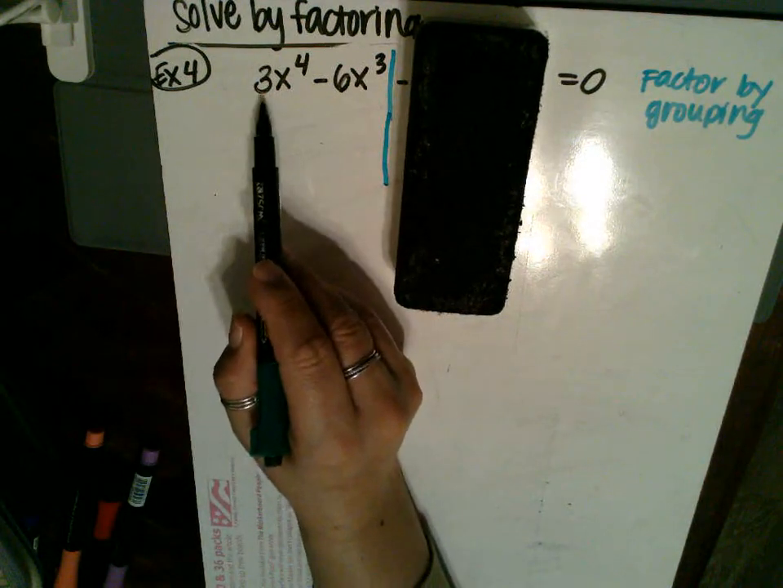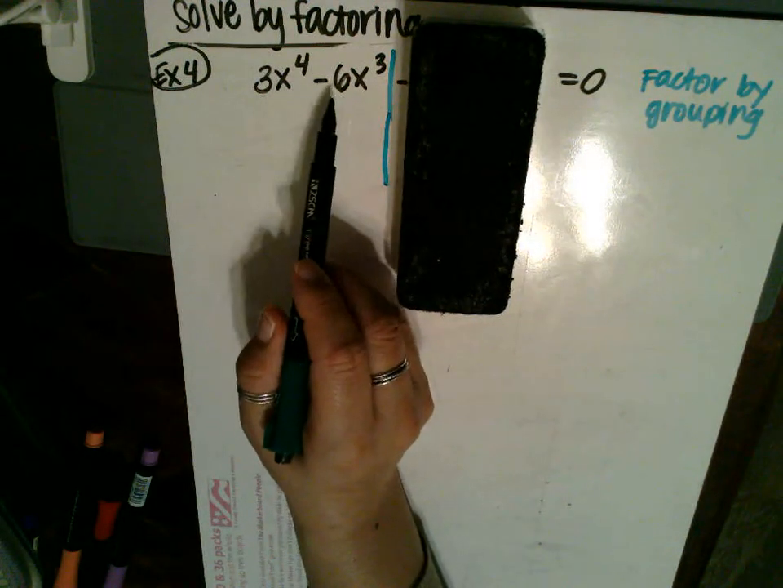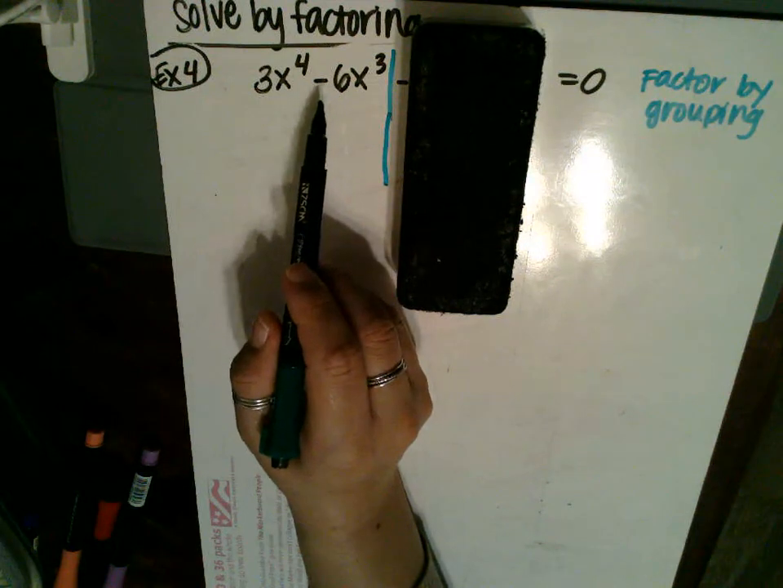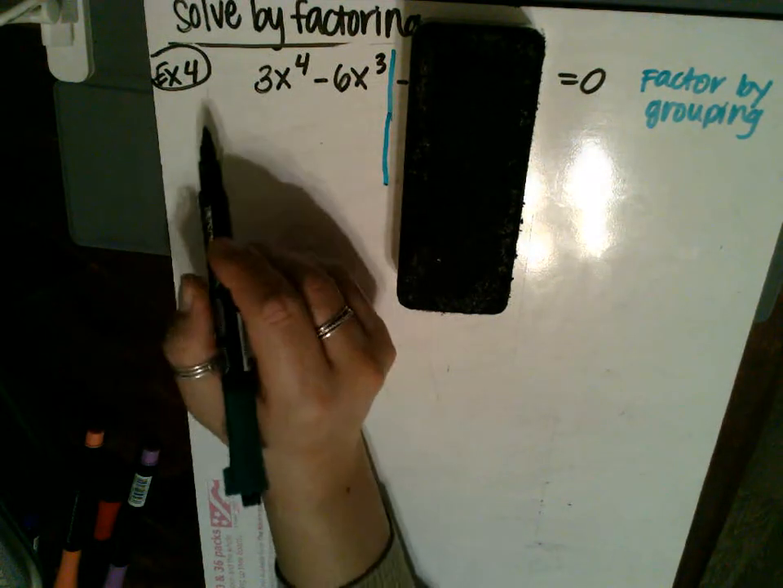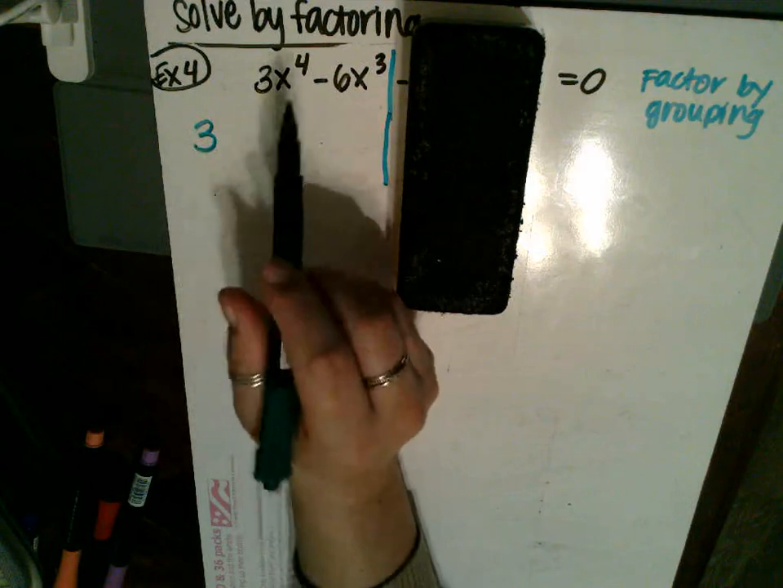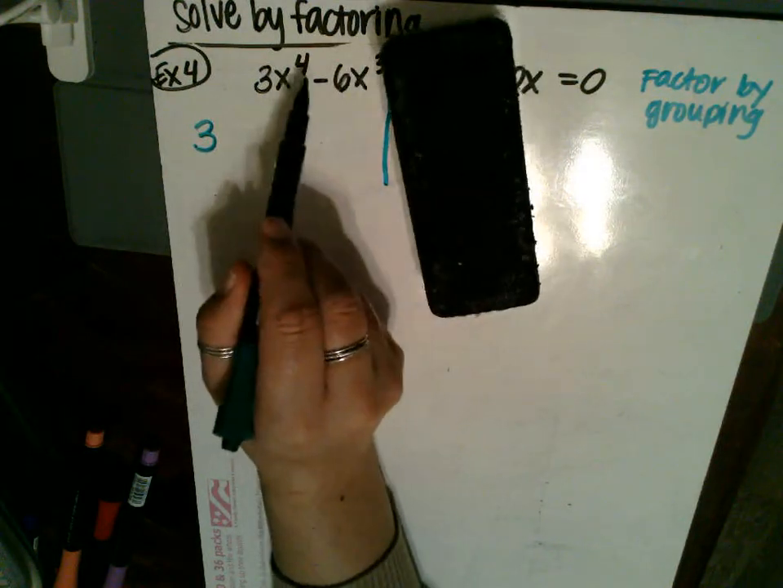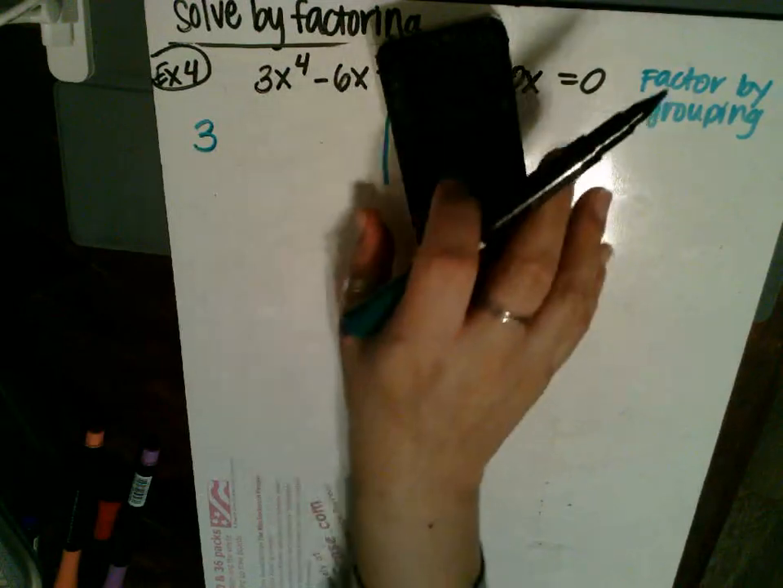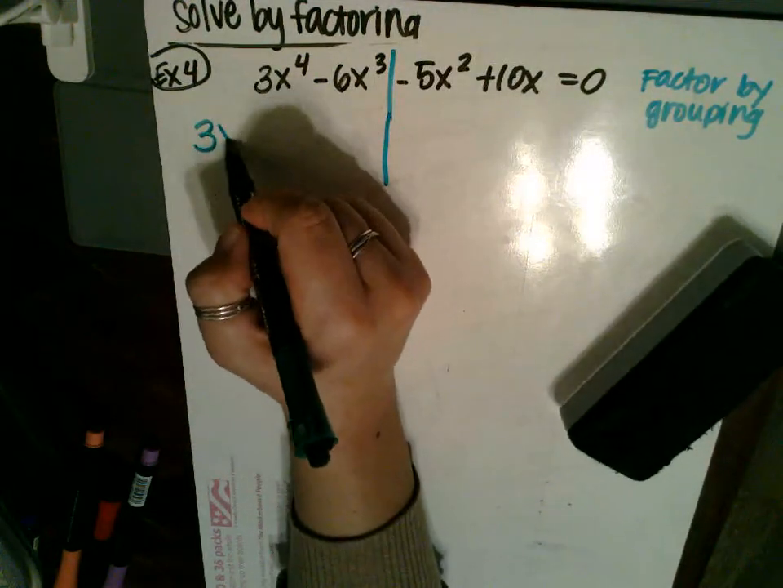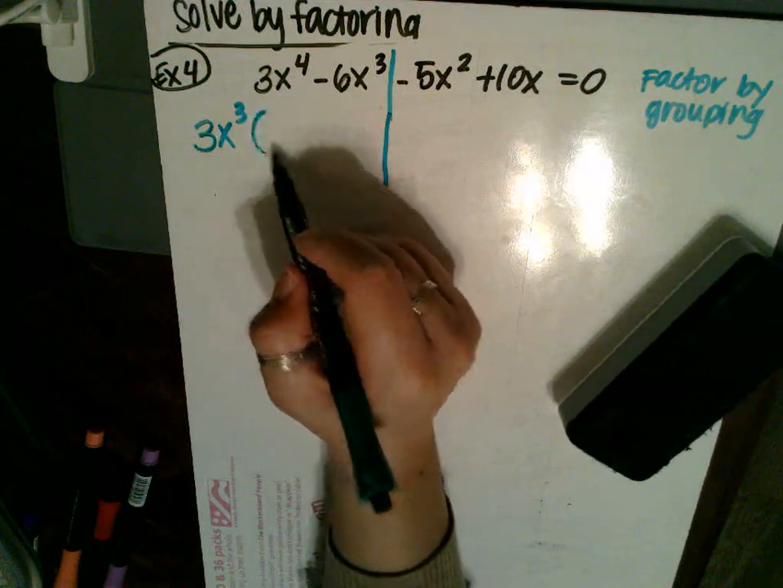So what is the GCF of 3x to the 4th minus 6x to the 3rd? Well, they both have 3 in common, so there's definitely going to be 3. And the greatest common factor in terms of x's is x to the 3rd, because I have x to the 4th and x to the 3rd here. So I'm going to pull out 3x to the 3rd.